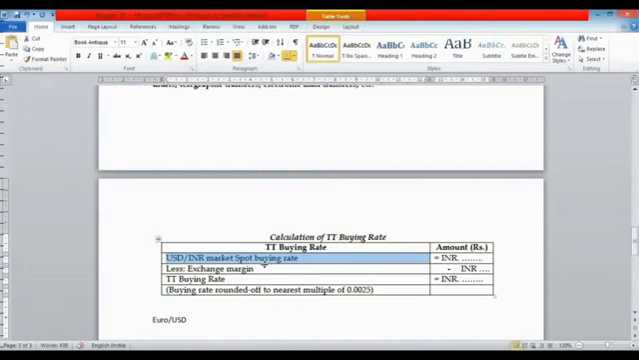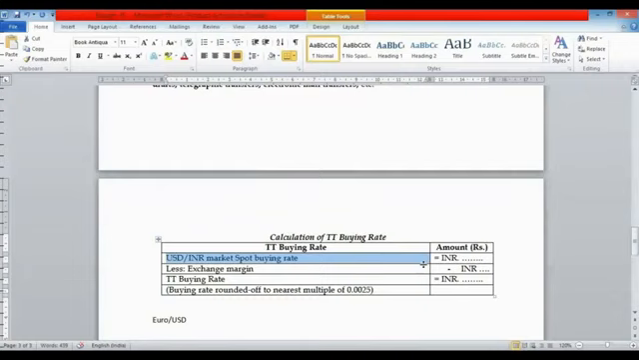Less exchange margin. I told you exchange margin is basically the charges of the bank itself, which include the cost of expenses, expectation of profit, and risk bearing cost. These three are involved in the exchange margin. So this exchange margin we have to subtract.